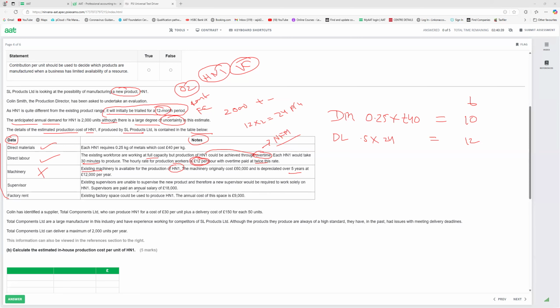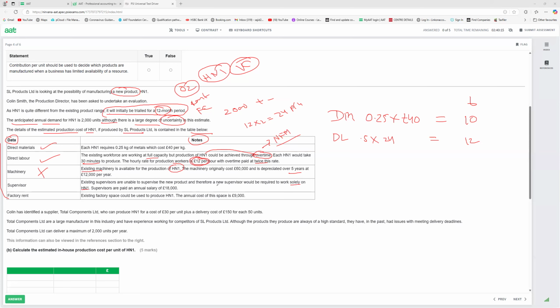Supervisor. Existing supervisors are unable to supervise a new product. That means the supervisors don't have time to supervise it, so this is a relevant cost. I need to spend some money. Therefore, a new supervisor would be required to work solely on HN1. Completely, this person will work to make this product HN1.